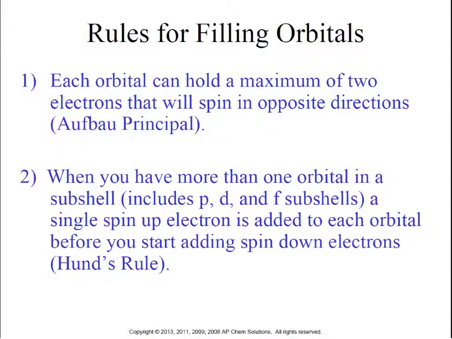Okay, let's talk about the orbital notation then. So the orbital notation, that's the one with the up and the down arrows and the different sublevels. So the rules for that, first off, the Aufbau principle, which is German for building up. Each orbital can hold a maximum of 2 electrons that will spin in opposite directions. So 2 electrons, and that's it, and they have to spin in opposite directions. When you have more than one orbital in a subshell, so p, d, f, a single spin electron in each is added before you add any down electrons. So we go up, up, up, then down, down, down. That's Hund's rule.